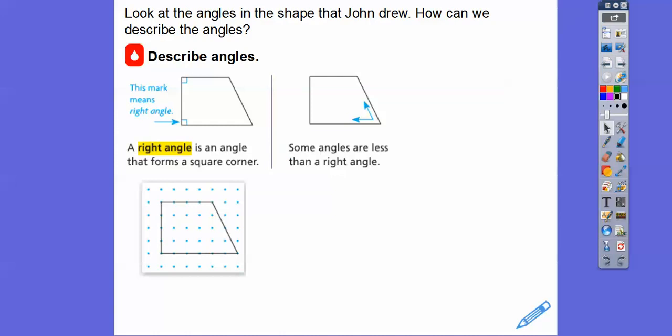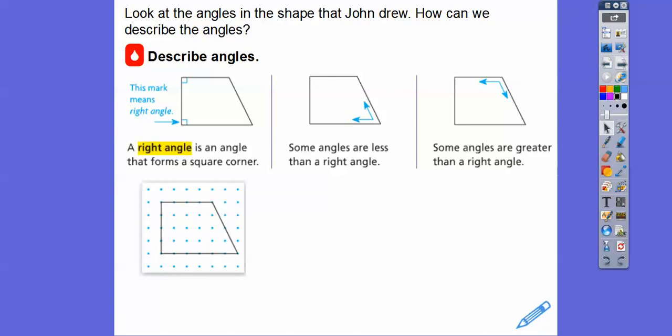Some angles are opened up less than a right angle. Later on, I think in fourth grade, we're going to learn it's called an acute angle when it's less than a right angle, less than 90 degrees. So this angle is definitely less than one of these. It's opened up less right there. This angle up here, though, is bigger. That would be an angle that's greater than a right angle.